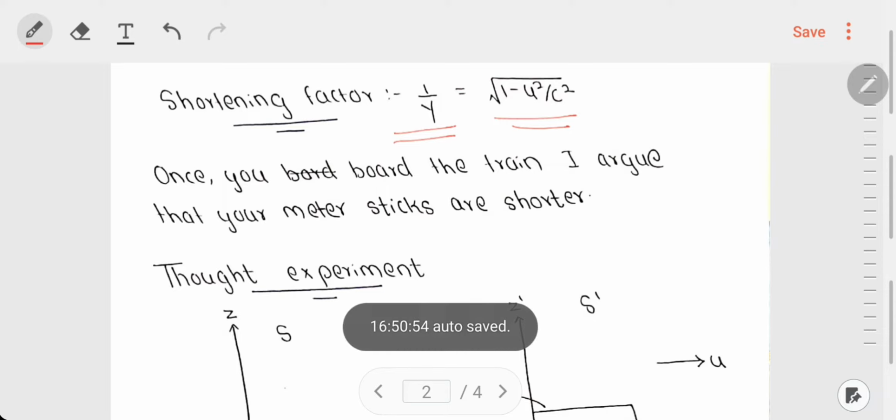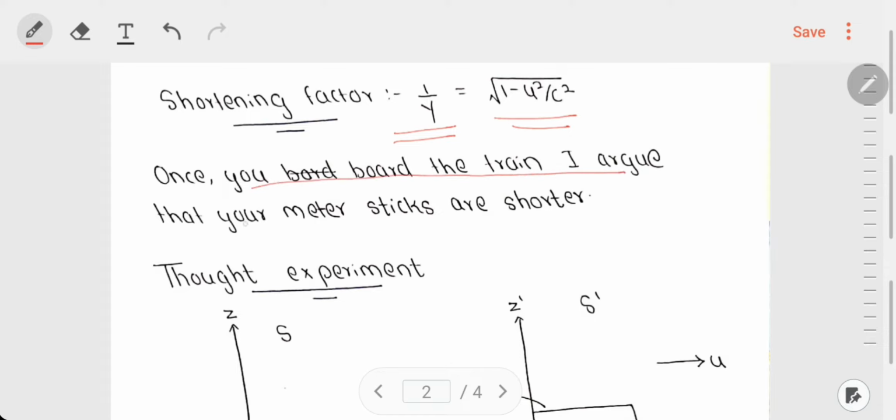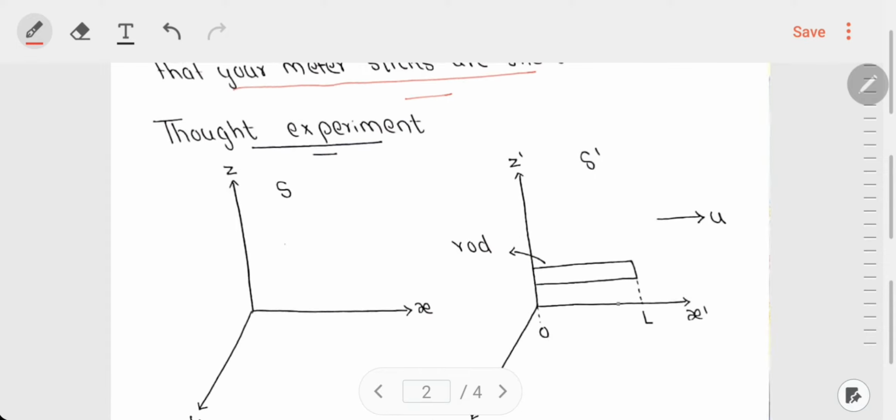Now, what happens in this thought experiment is that I stand on the platform holding my meter stick and you board a train holding your meter stick. And once you board the train, I argue that your meter stick is shorter. So let us see how it is shortened.